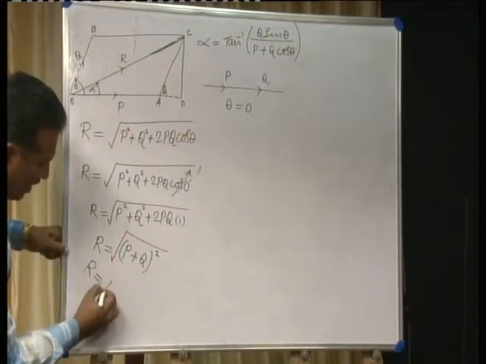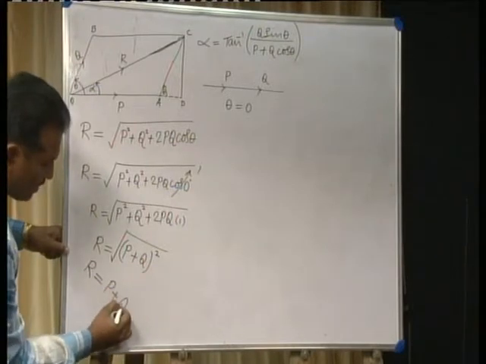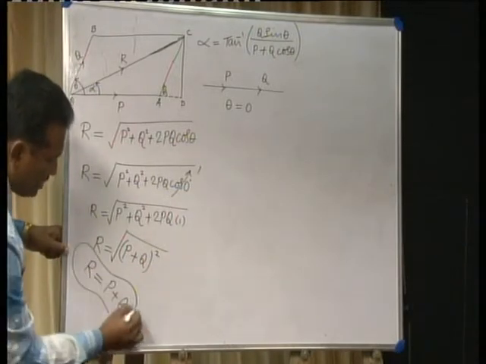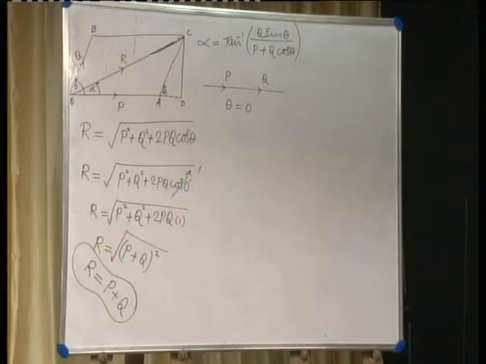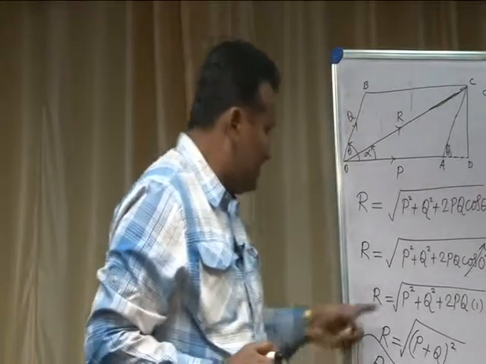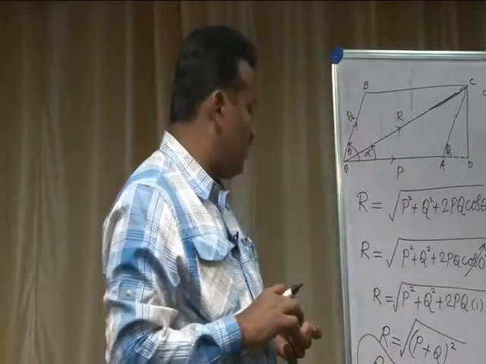Here, square and square root get cancelled. You can write R is equal to P plus Q as the magnitude of the resultant when two forces act along the same line in the same direction. So, this is how the magnitude of the resultant is found.